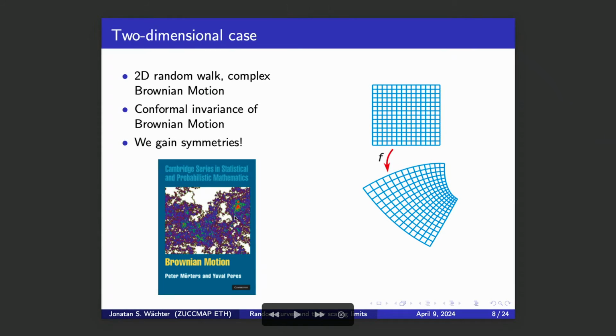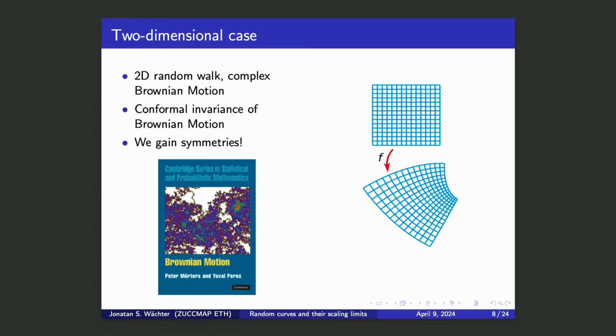And if we extend this to the two-dimensional case, we're going to see that a 2D random walk converges to a 2D Brownian motion, like a complex Brownian motion. And then you can actually start to apply interesting transformations. So it turns out that Brownian motion is conformally invariant, which we will formulate a bit later what that means. But the main takeaway here is that we gain symmetries. So something that was first only rotationally invariant, as the random walk is now also conformally invariant.